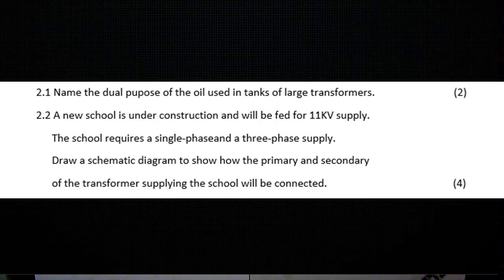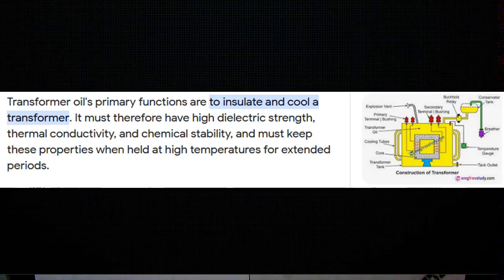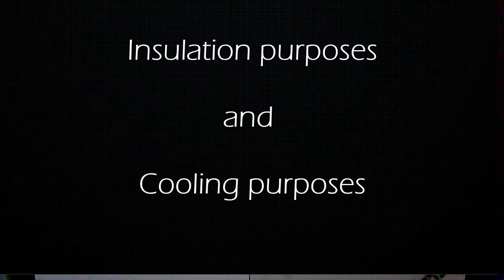Question 2.1, the two purposes or the dual purpose of the oil. Transformer oil's primary functions are to insulate and cool a transformer. It must therefore have high dielectric strength, thermal conductivity, and chemical stability, and must keep these properties when held at high temperatures for extended periods of time. So the oil is very similar to the oil used in a car engine. What's the purpose of the oil? For insulation purposes and for cooling purposes. That is the dual purpose of the oil.